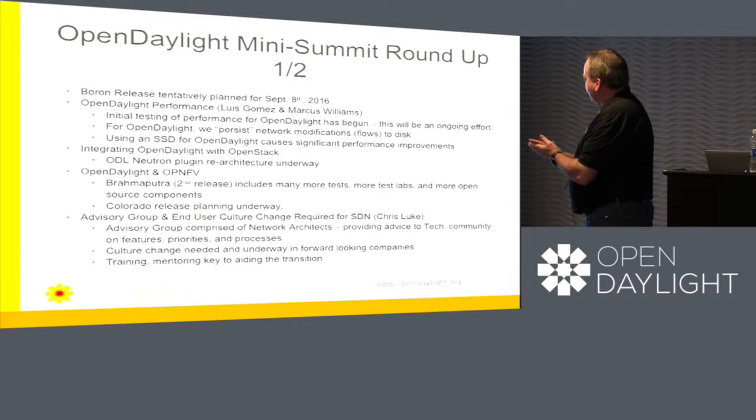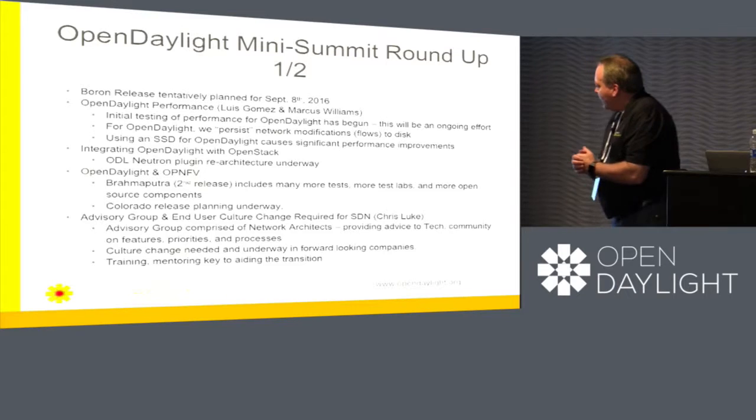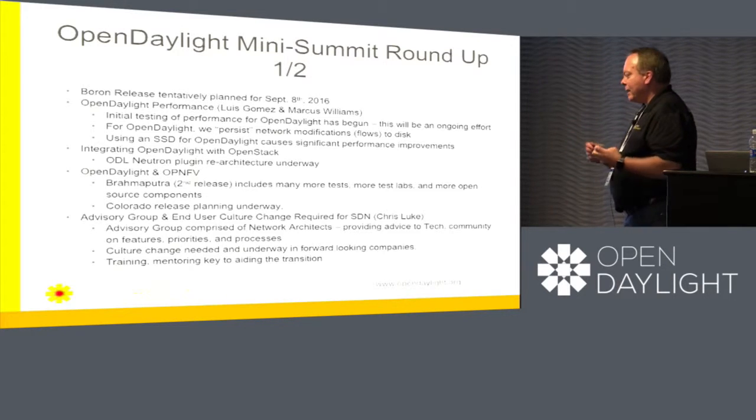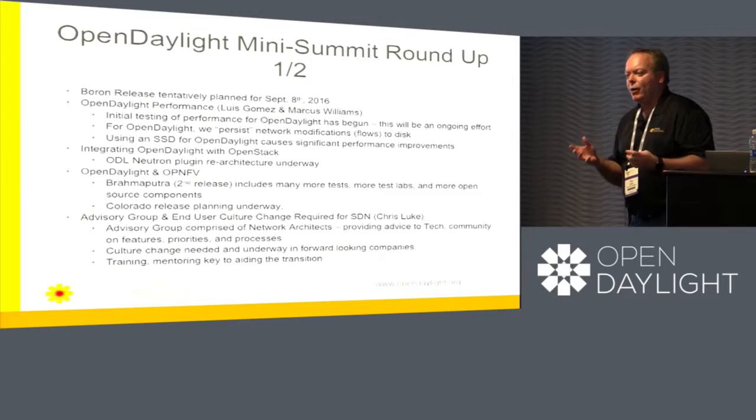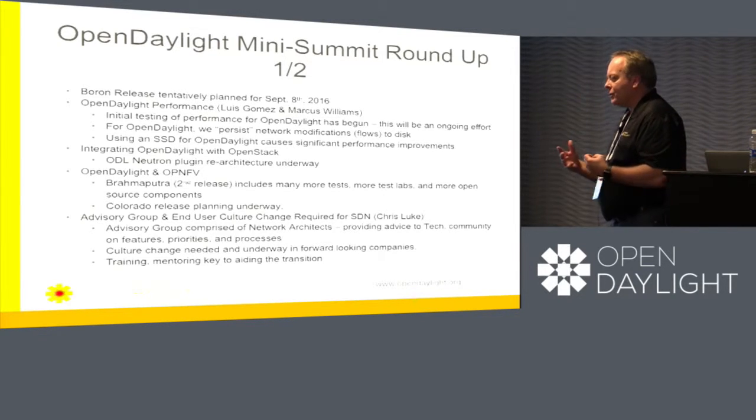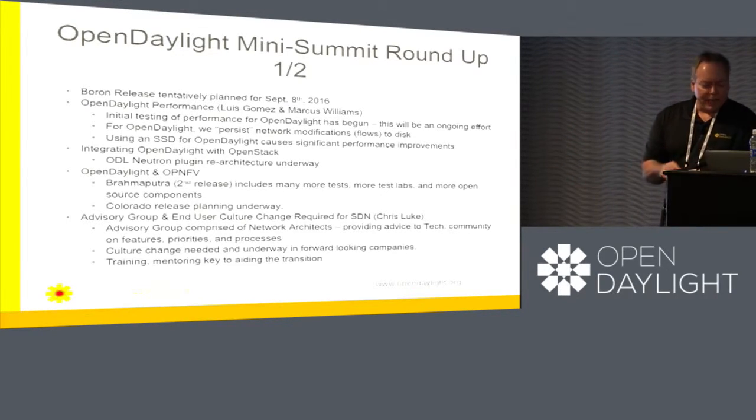The advisory group and the end user culture change from that session with Chris Luke. The advisory group is really comprised of network architects. That's who we're trying to get to help give us feedback to the technical steering committee and the technical community at large. A culture change is definitely needed throughout our users, and Chris talked about ways to improve the transition for those folks affected within your organization, be it training, mentoring, and additional aids for that transition.